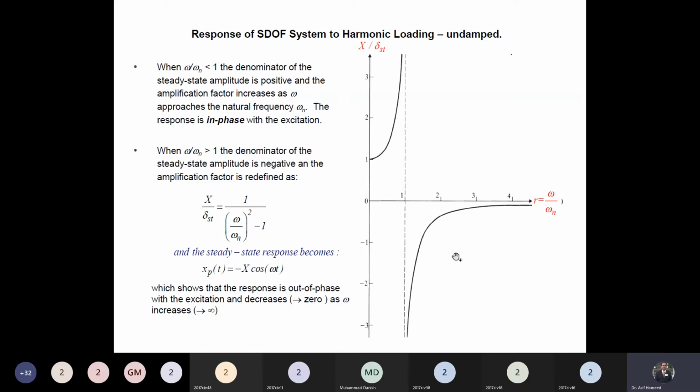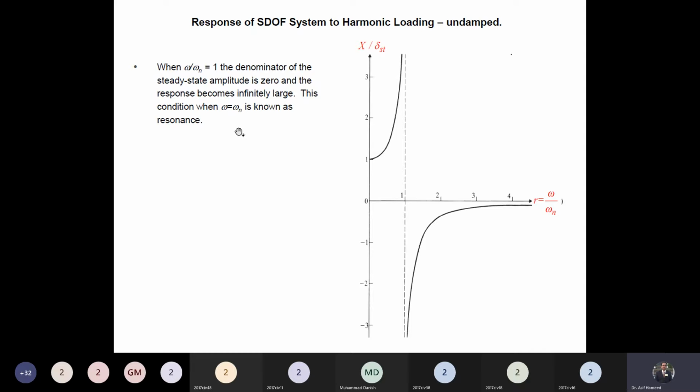You can see here from this graph. And when omega over omega n is equal to 1, that is resonance. Resonance means the amplification factor will increase, and that will be total destruction. Narottam bridge failed because of the resonance. So amplification factor depends on the frequency ratio, omega over omega n value. It's very important. Any question?